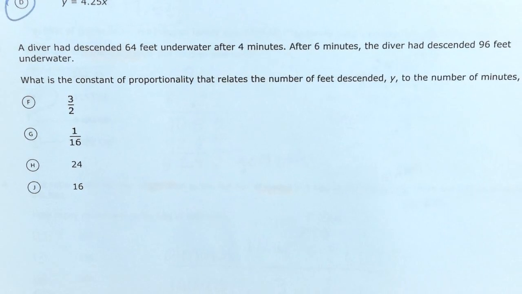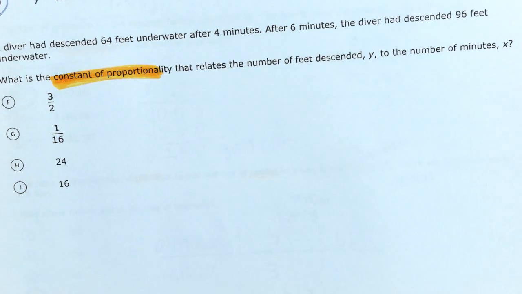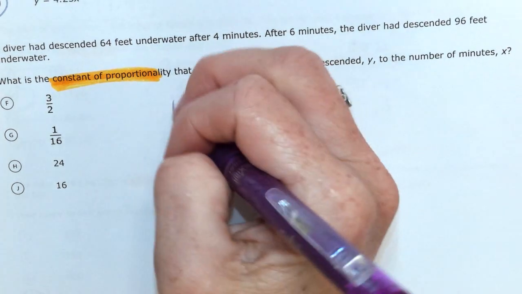Number 10. A diver descends 64 feet in, excuse me, in 4 minutes. After 6 minutes, they descend 96 feet. What is the constant of proportionality? So how do you find constant of proportionality? You know what? I missed this one.